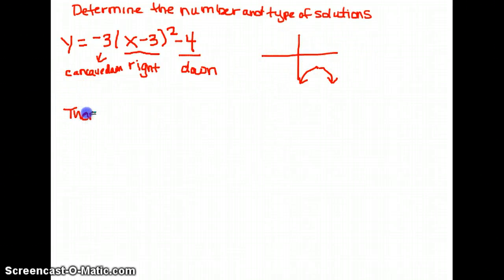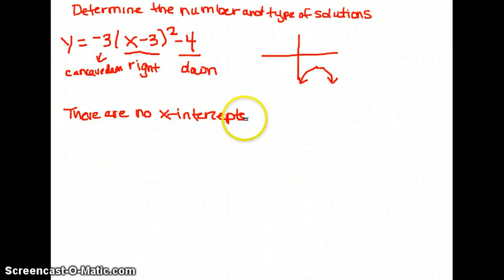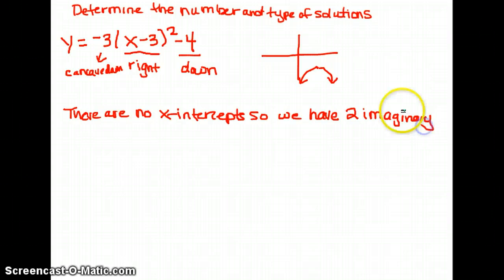So there are no x-intercepts. What that means is there are imaginary solutions. And it turns out that every time you have imaginary, you have 2 imaginary solutions. So a graph can tell you that picture.